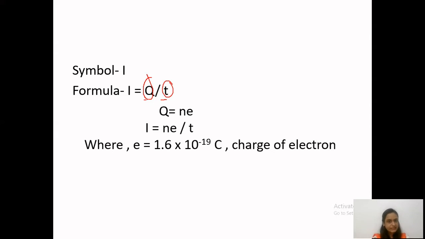Now we can calculate the value of Q, right? Q is the net amount of charge passing through the conductor, which can be calculated by this formula: Q is equal to N into E, where N stands for the number of electrons passing through the given area and E is 1.6 into 10 raised to minus 19 coulomb, that is the charge of one electron, right?